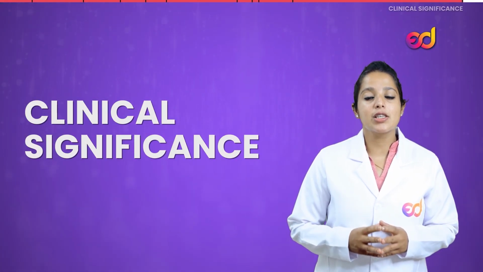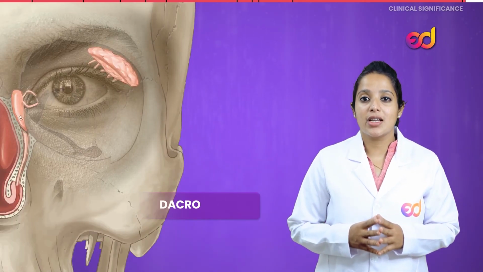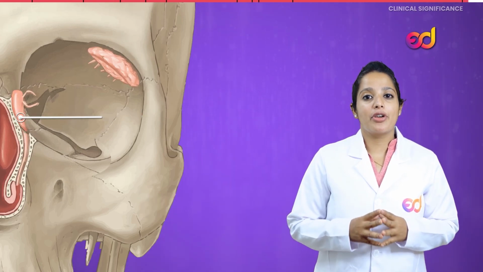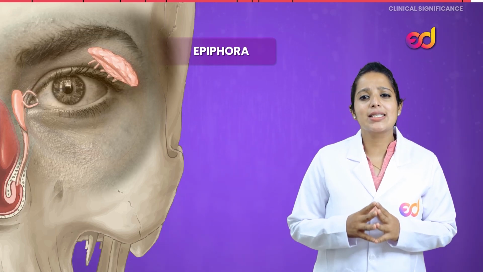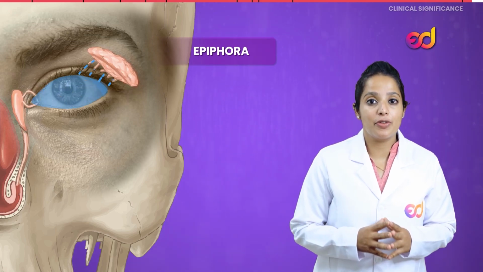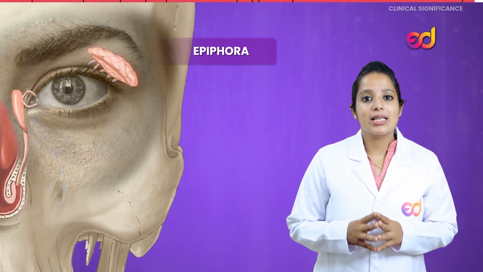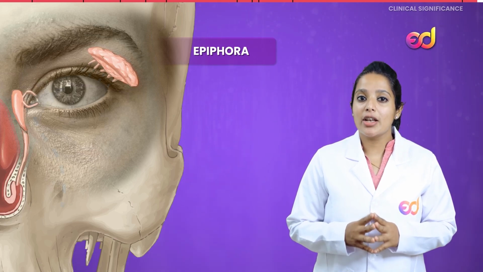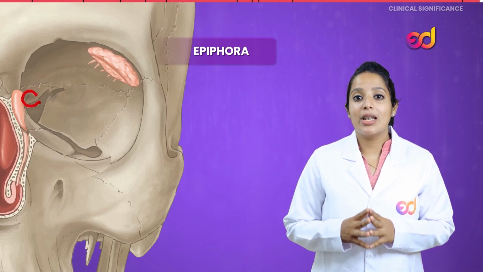Now, concluding the session with the clinical significance of the lacrimal apparatus. Number 1 is dacryocystitis. It is an inflammation of the lacrimal sac. Epiphora is number 2. It is a condition that is characterized by excessive secretion of lacrimal fluid on the cheeks. Epiphora can occur as a result of blockage in the lacrimal fluid pathway, which can occur at the punctum, canaliculi, or nasolacrimal duct.